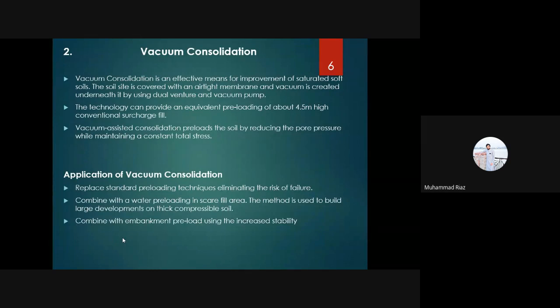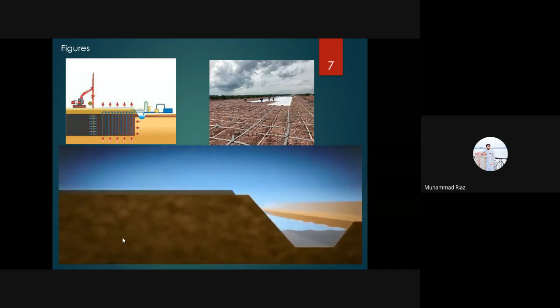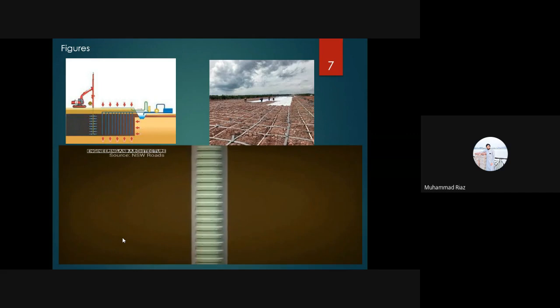Application of vacuum consolidation replaces standard preloading techniques, eliminating the risk of failure. Combined with water preloading in scarce fill areas, the method is used to build large developments on thick compressible soil. Combined with embankment preload, it gives increased stability. In this video, you can see the method.